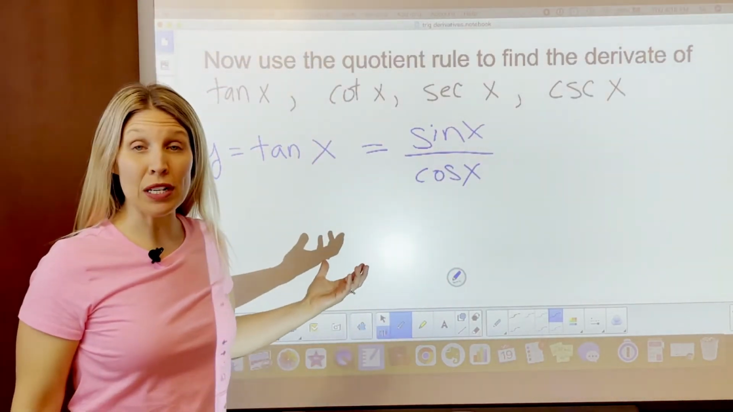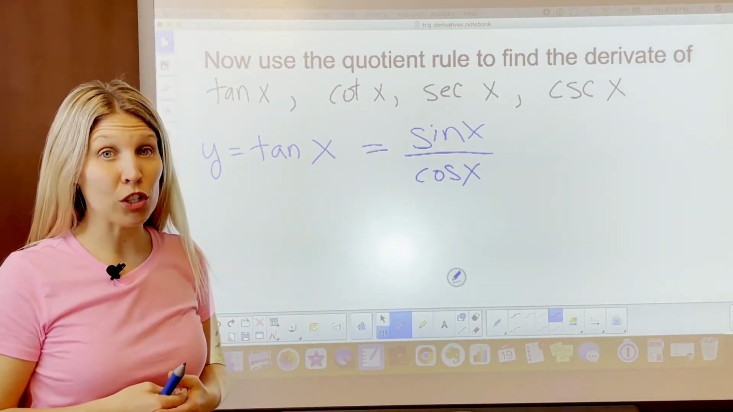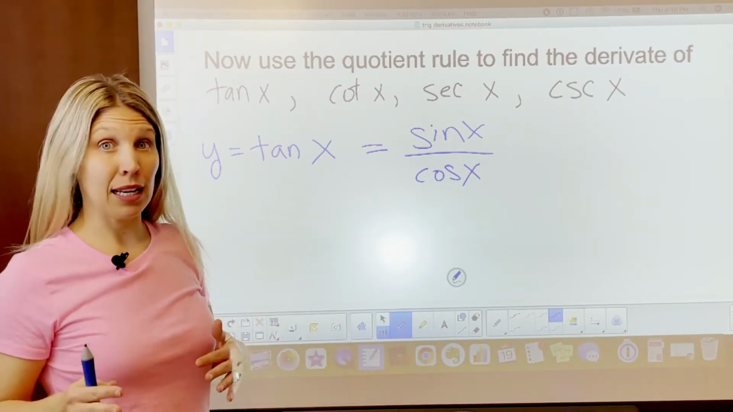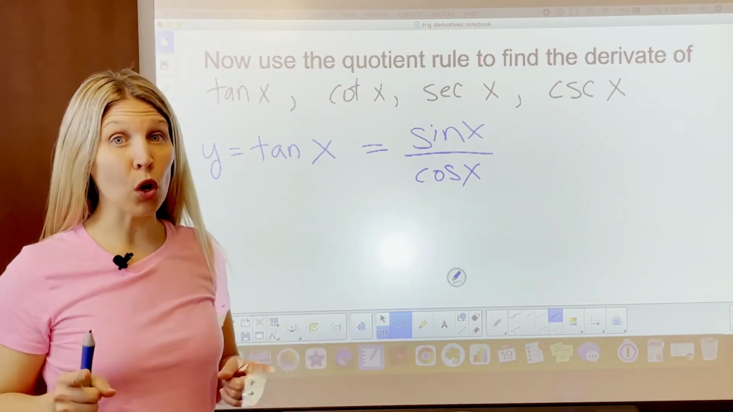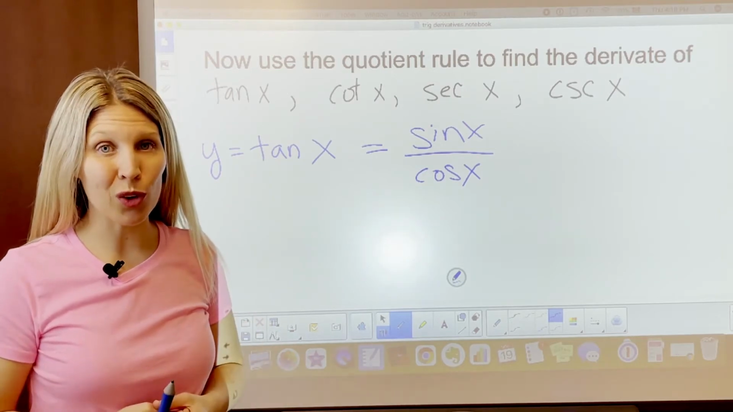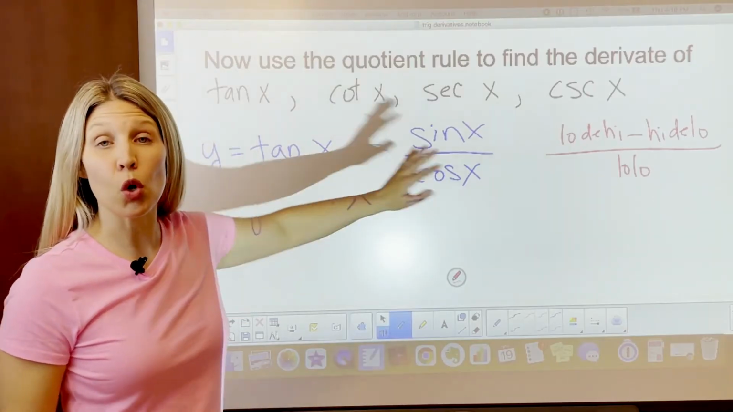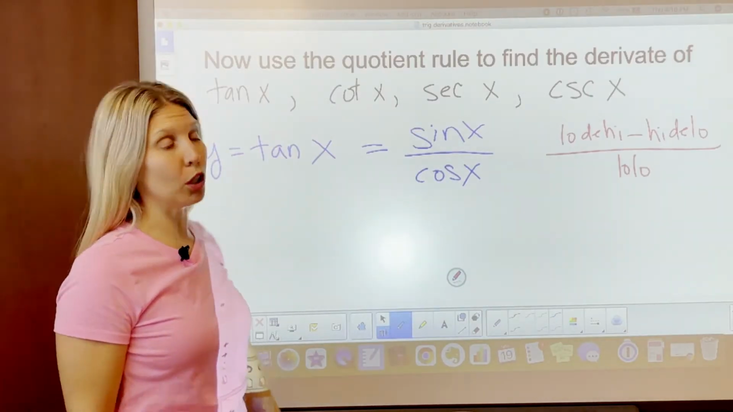And now we need to use our quotient derivative, which is low d high minus high d low all over low low. And if you don't remember that, you can check out my other video where I explain how to use all those derivative rules. So we're going to use low d high minus high d low all over low low. That is our quotient derivative rule.